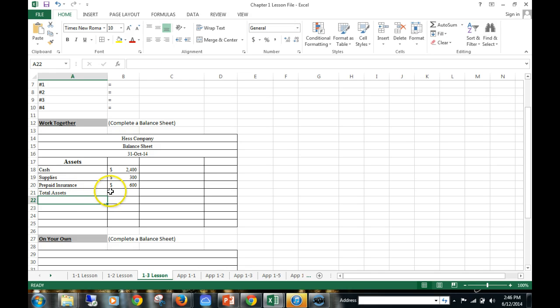Again, a line to the left. And we're going to put a formula in here to add these three numbers. So we're going to come up here to auto sum. It selects those three cells automatically. I hit enter, and that's what I should have, $3,300. Now we're going to come back to the single rule and the double rule lines here in just a minute.